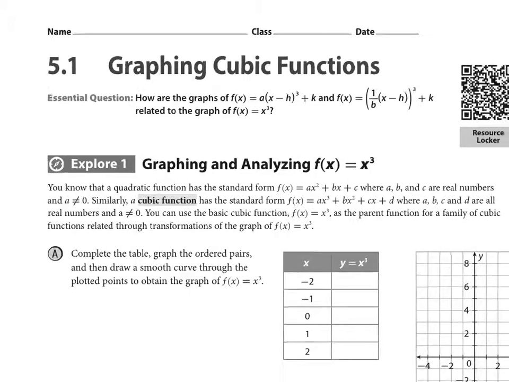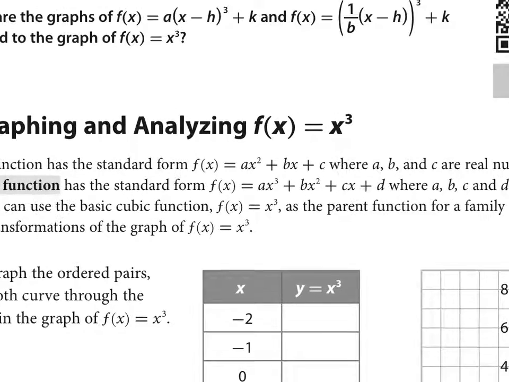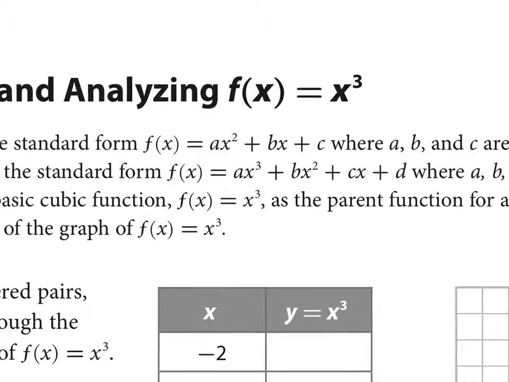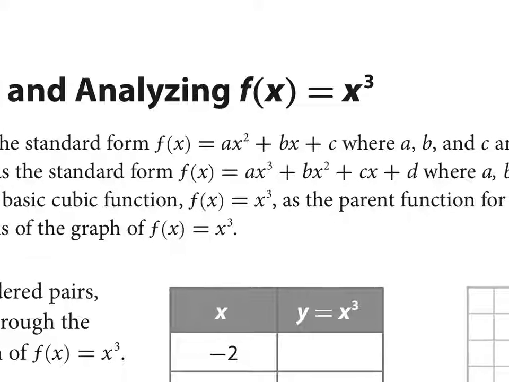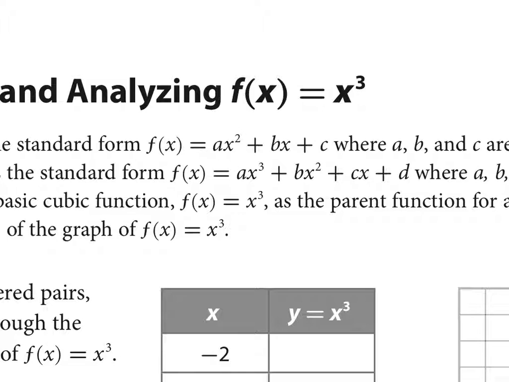A cubic function has a standard form, just like quadratics and linear functions. And I'm going to zoom in here. And here is the standard form for our cubic. And if you have a highlighter, I'd probably recommend that you go ahead and highlight that. Notice we have ax to the third plus bx to the second plus cx plus d. Again, a, b, c, and d are just real numbers.